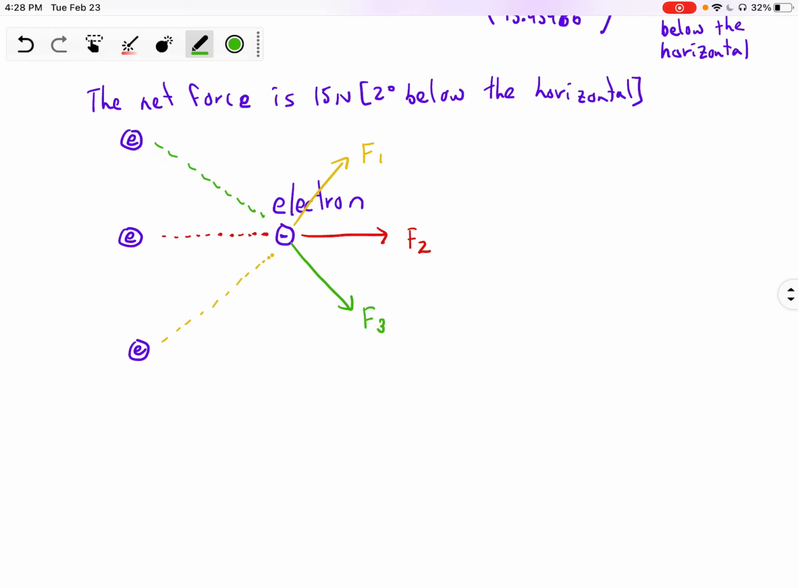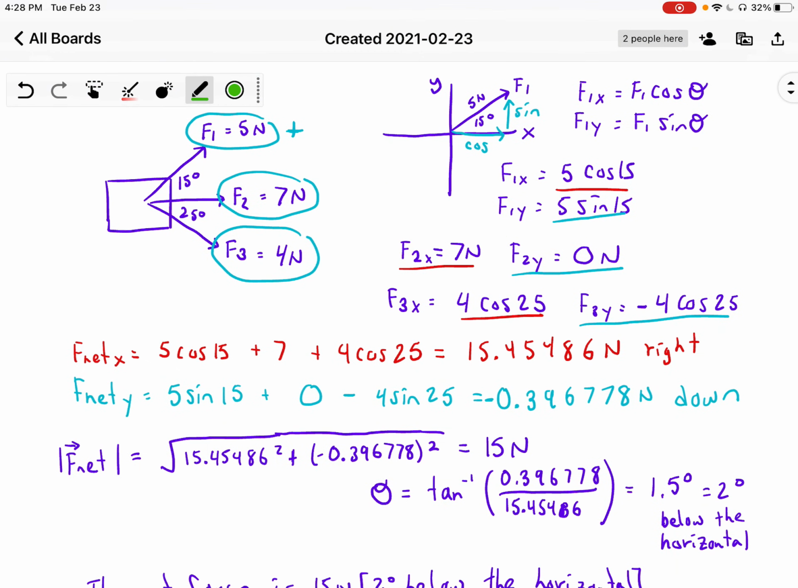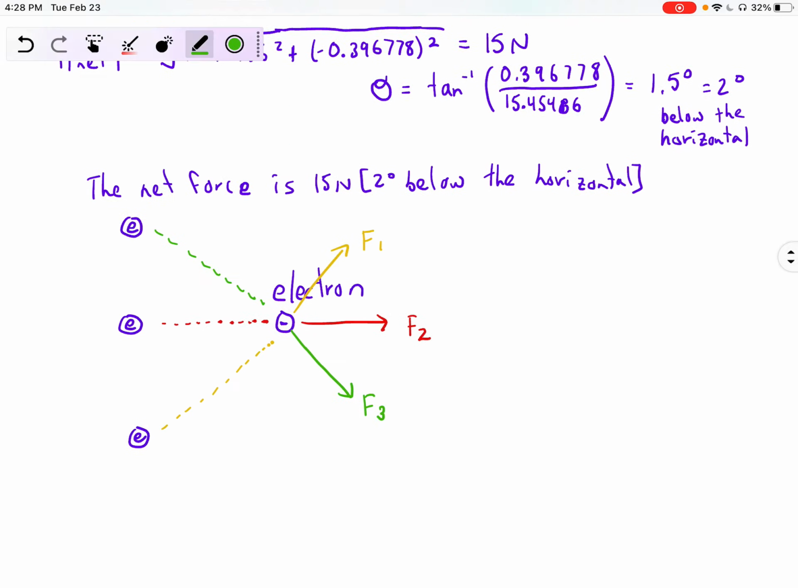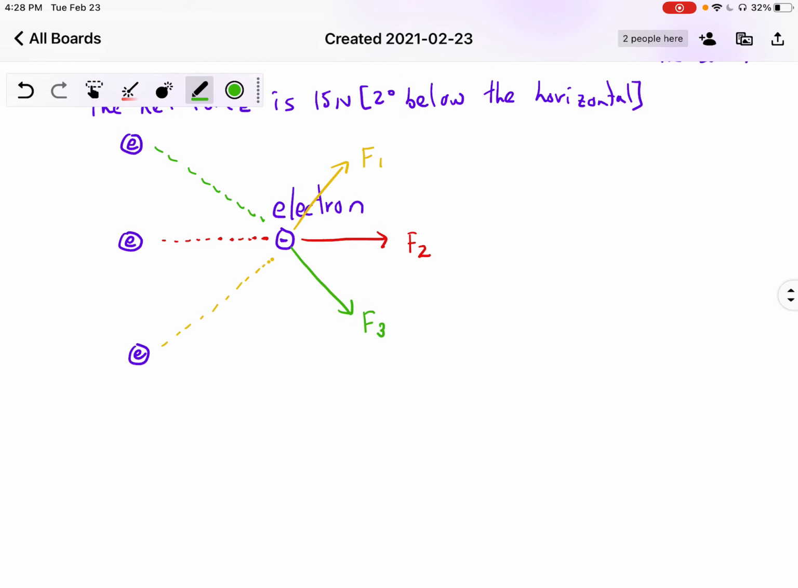And so this picture that I've just drawn looks an awful lot like this picture that I drew at the beginning of this example. And so by the exact same method, if I know each of these 3 forces on my electron, I could find the net force on the electron by adding up F1, F2, and F3 like vectors. So that's where we're going with module 3 in the coming weeks.